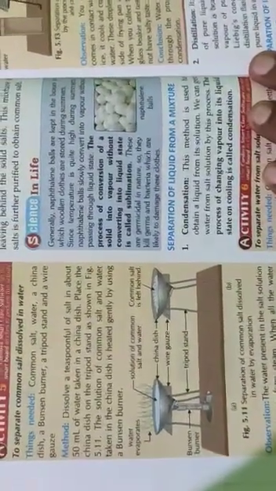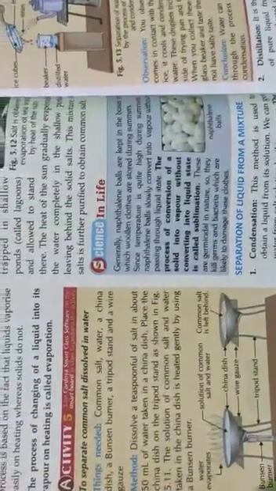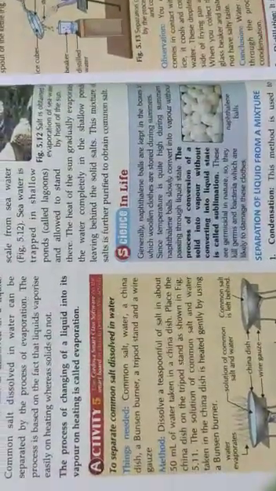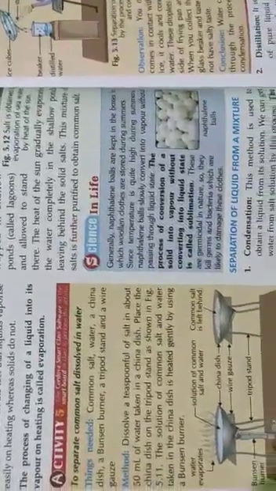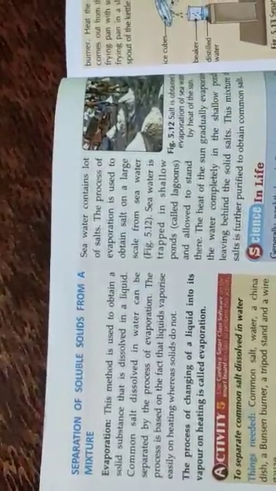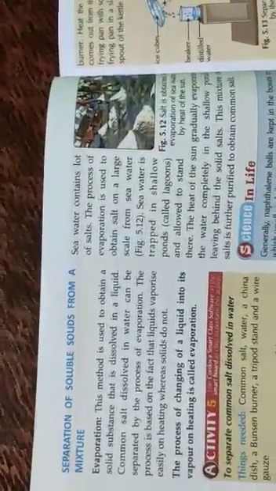The process of conversion of a solid into vapor without converting into the liquid state is called sublimation. Generally, naphthalene balls are kept in the boxes in which woolen clothes are stored during summers. Since the temperature is quite high during summers, naphthalene balls slowly convert into vapor without passing through the liquid state. It is called the process of sublimation.